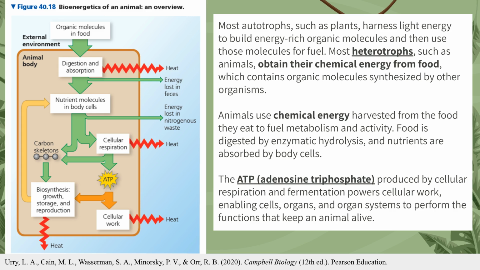This diagram summarizes how animals obtain and use energy. Animals are heterotrophs, meaning they obtain chemical energy by eating organic molecules produced by other organisms. Food is first digested and absorbed, breaking complex molecules into smaller nutrients that enter body cells. During this process, some energy is lost as heat and in wastes. Inside cells, nutrients are used in cellular respiration, where chemical energy is converted into ATP. ATP powers cellular work, such as movement, transport, and synthesis. Some nutrients are also used for biosynthesis, supporting growth, storage, and reproduction. At every stage, energy is released as heat, reflecting the inefficiency of energy transformation.